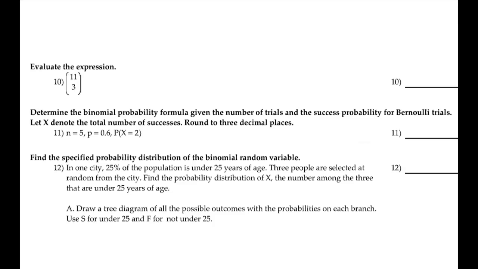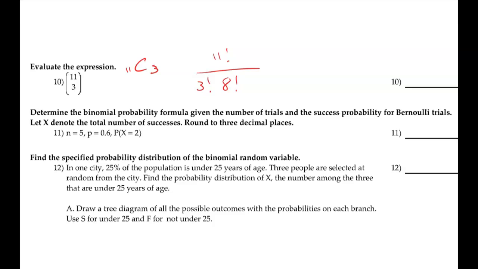All right, evaluate the expression. Again, you can actually use your calculator. That is a combination. It looks like that in your calculator. Or use factorial, which is 11 factorial over 3 factorial. And then what is 11 minus 3? That would be 8 factorial.